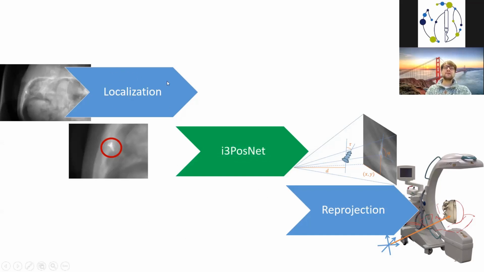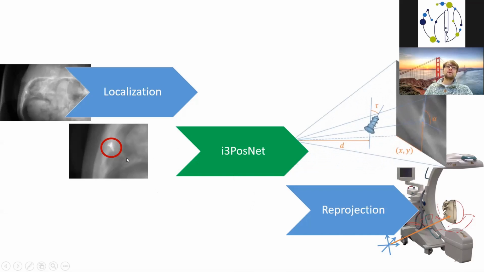There are localization methods already out there on the market that we could just use as plug-and-play. And the reprojection problem is also a mathematically solved issue, so those are already there. But this middle step would have been done by registration before, and that just isn't good enough. This is why we chose to really improve this step.